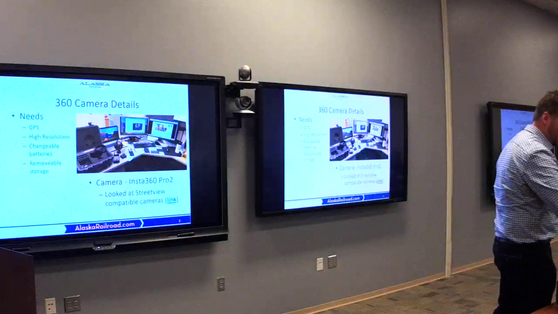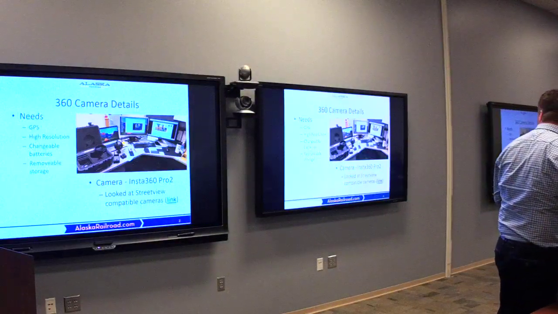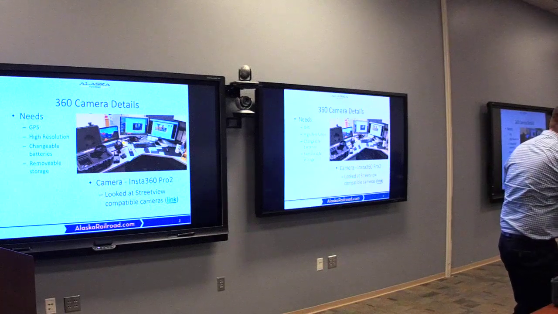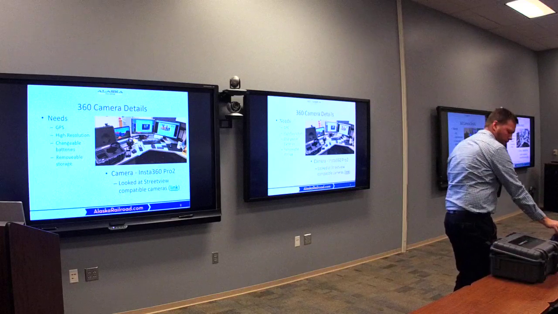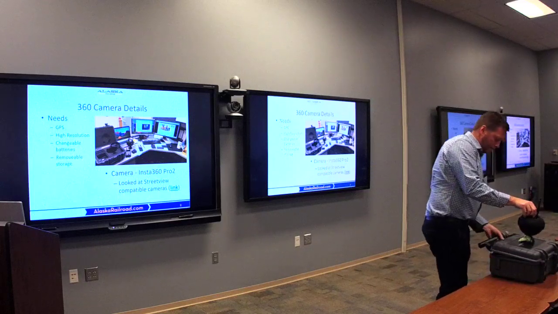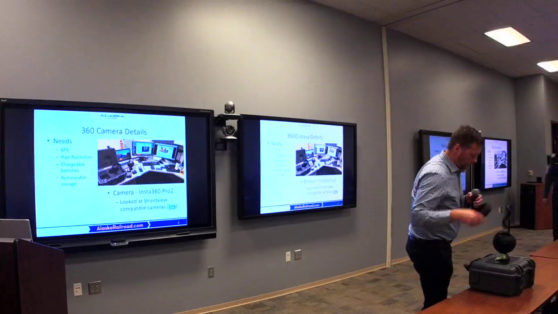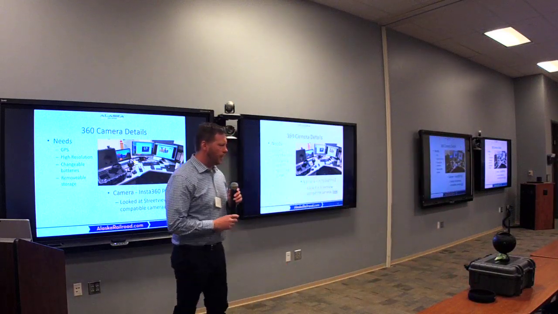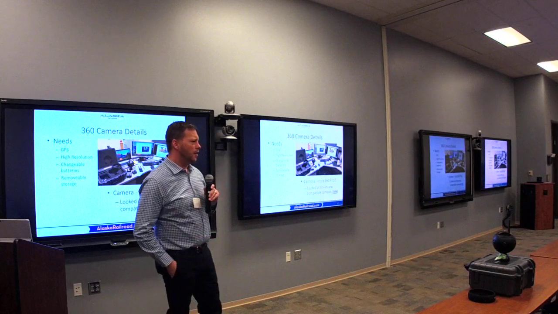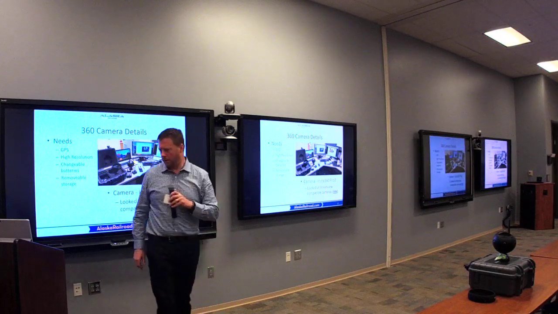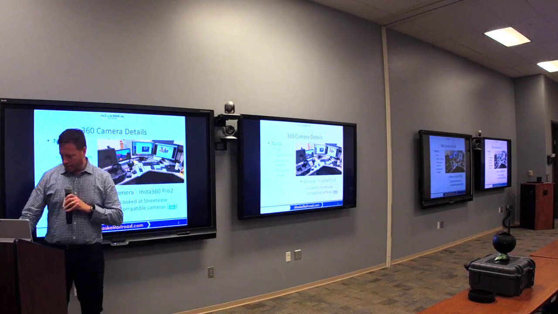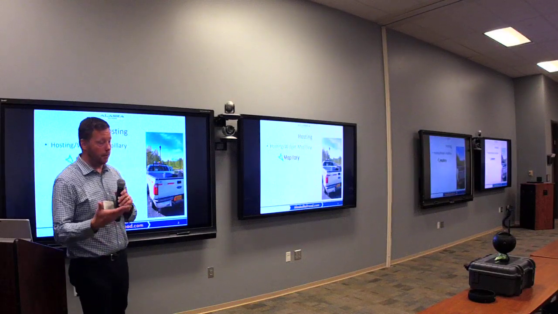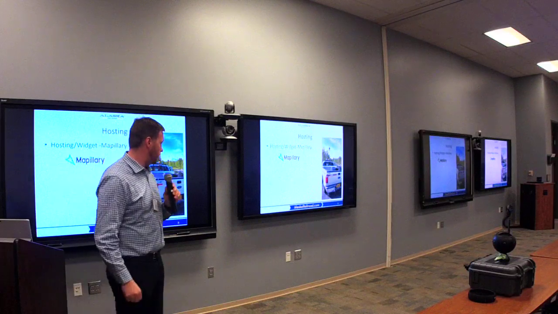We decided that what we wanted to emulate was Google Street View. Looking at their list, we ended up coming up with this camera here. This is the Insta360 Pro 2. It's a 12K resolution, 360 spherical camera. It's got 6 lenses in it, and the images are stitched together. Ultimately, we decided on Mapillary for hosting the imagery.